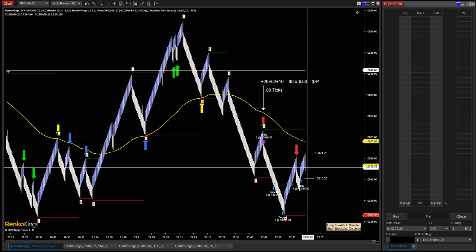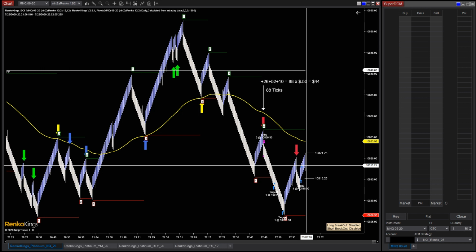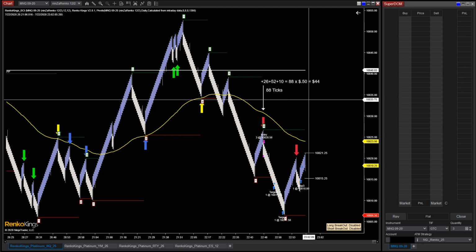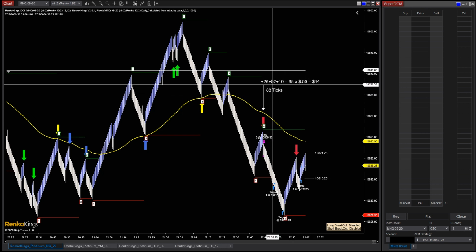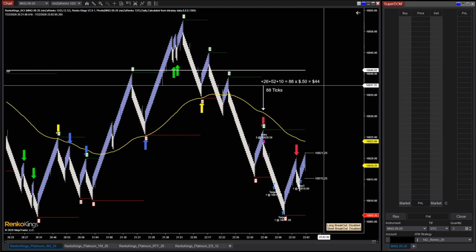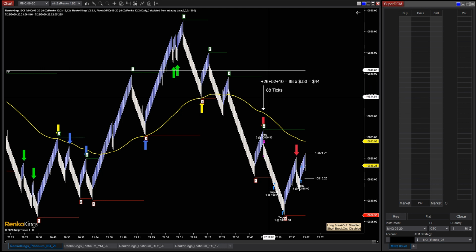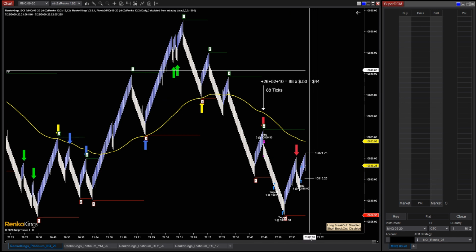Okay, so I did the right thing. I stayed to the conservative side. I trailed my last contract and I took what I could out of the trade. So we got an extra 10 ticks on the last contract. So 26, 52, and 10 is 88 ticks. The micro NQ is 50 cents a tick, so that's $44. Total of 88 ticks on the trade. So this is a real nice trade.